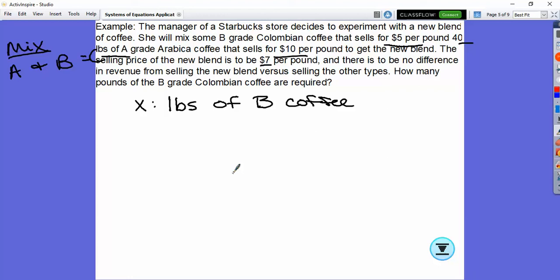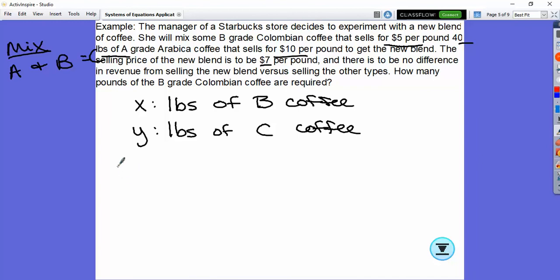Do I need a variable for the pounds of type A coffee? No, because I told you that. What's the other thing I don't know then? Yeah, so Y could be the pounds of C coffee, or the final mix. Now you can define these variables differently. You could use B and C if you wanted instead of X and Y. So it doesn't matter at all, you just have to define it.